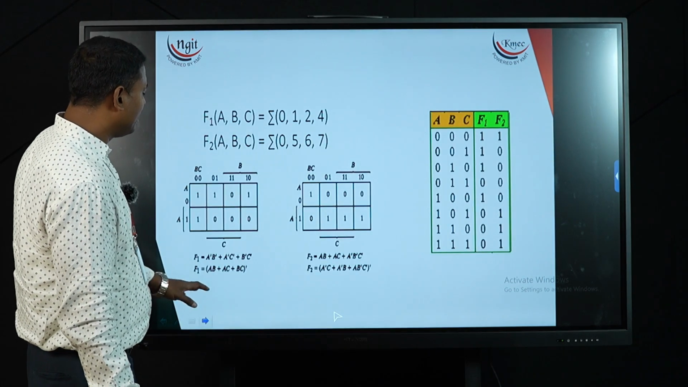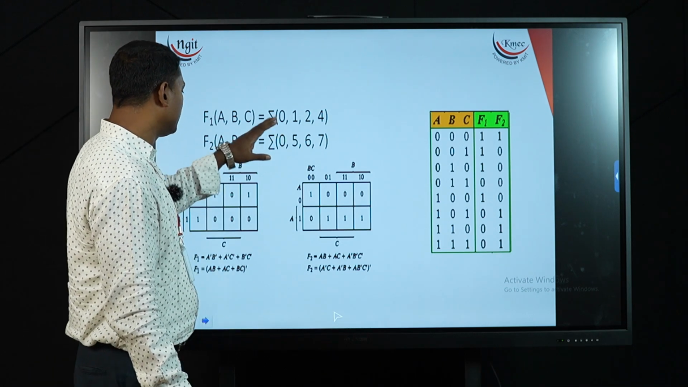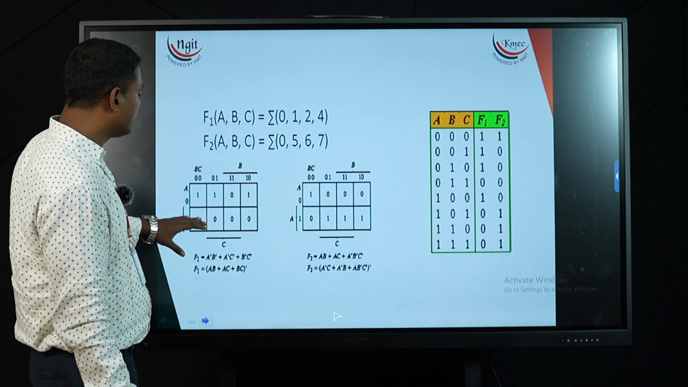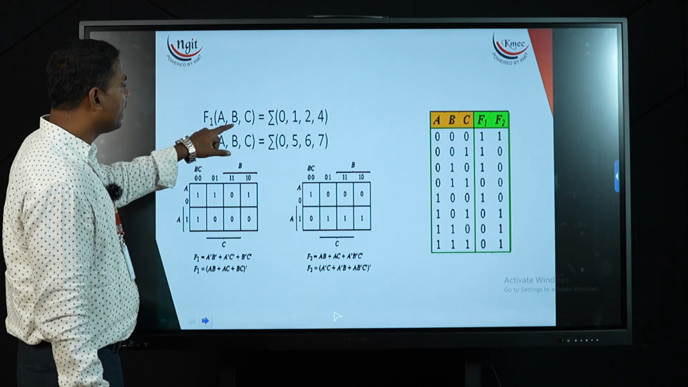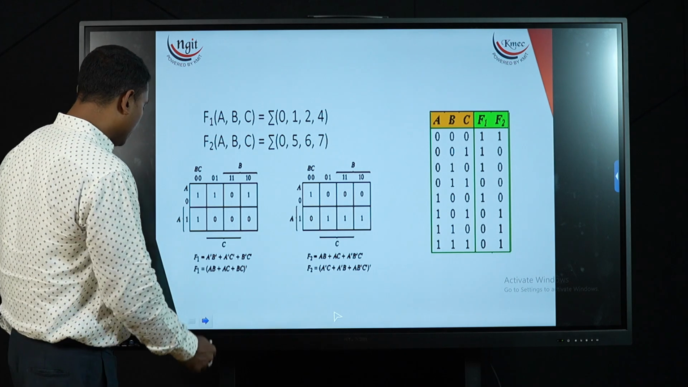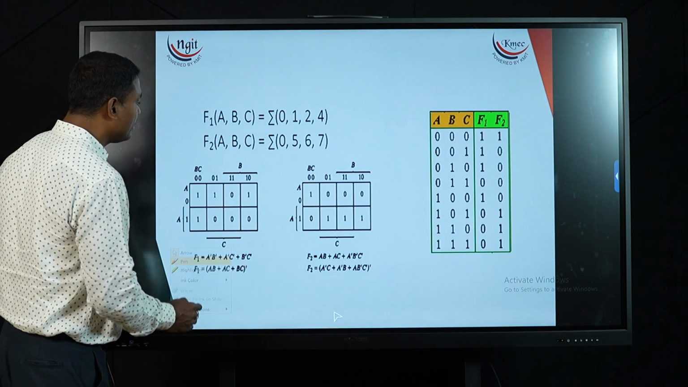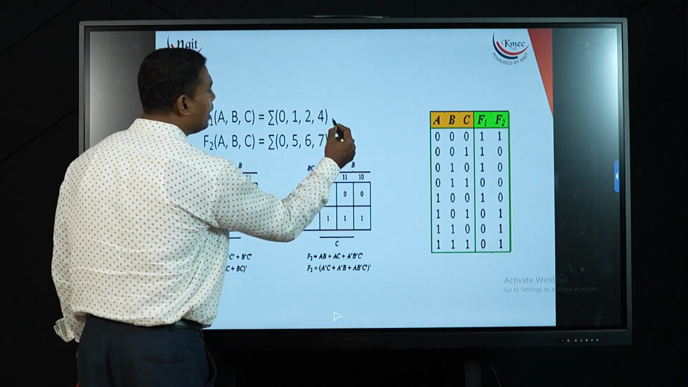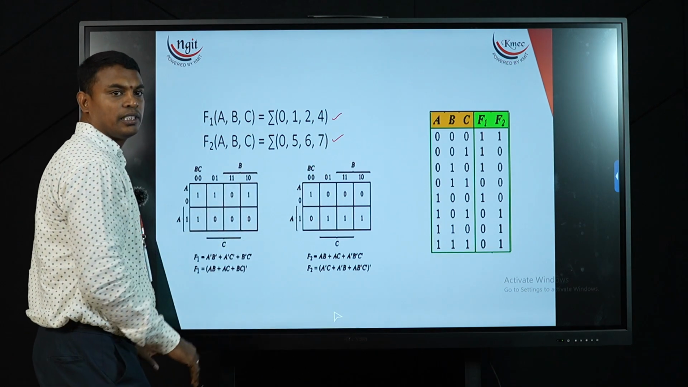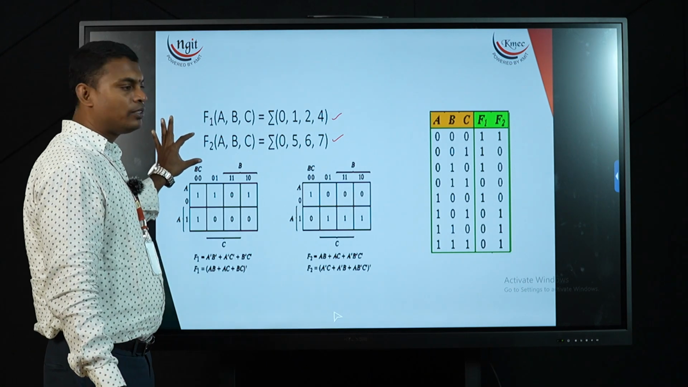Now the diagram which was represented there, I have represented in terms of functions F1 and F2. Both functions are represented here. F1 has 0, 1, 2, 4, F2 has 0, 5, 6, 7. Now he has given us directly the min terms. With the help of min terms, I need to find out two expressions here. F1 function separately I need to find out, F2 function I need to find out separately.